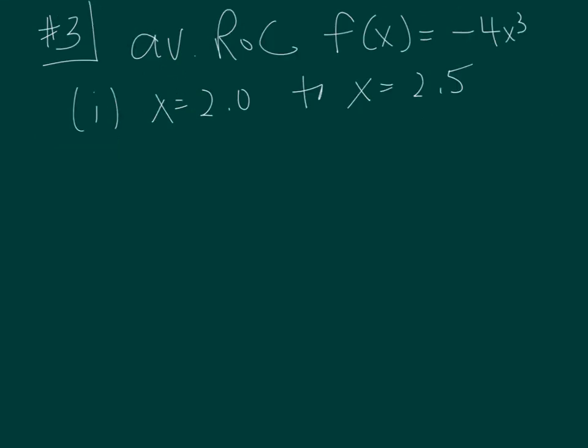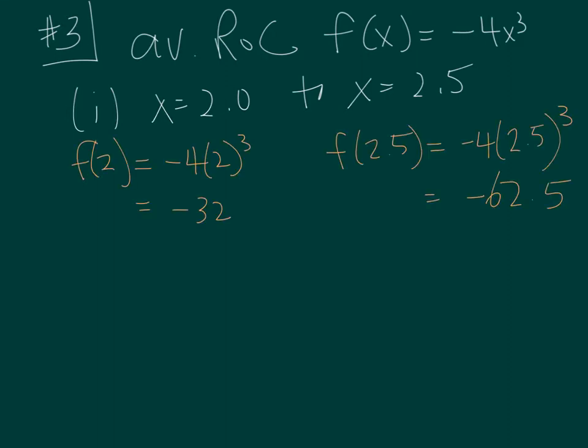Number 3 says, determine the average rate of change of the cubic function f at x equals -4x to the 3 for the interval x equals 2.0 to x equals 2.5. I'm first going to find the function at 2.0 and the function at 2.5. The function at 2 is -32, and the value of the function at 2.5 is -62.5.